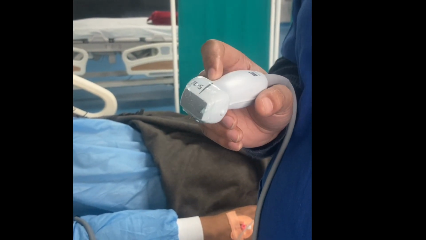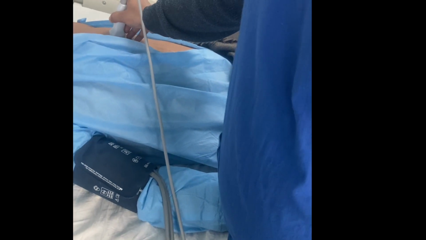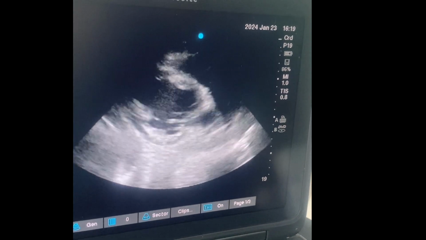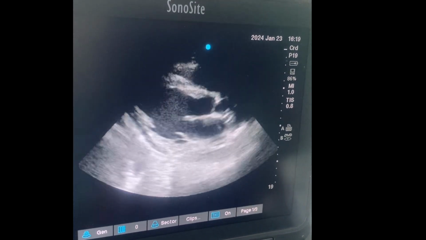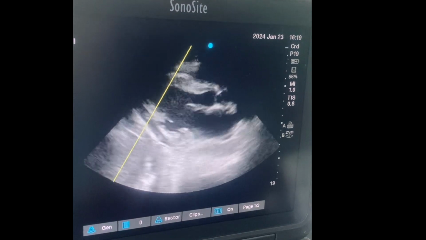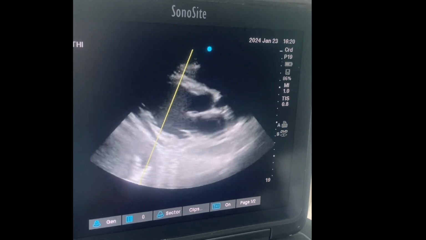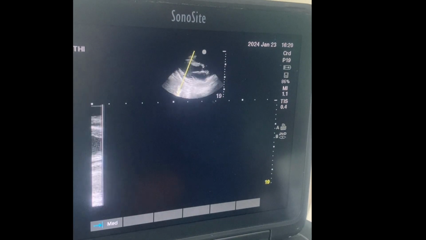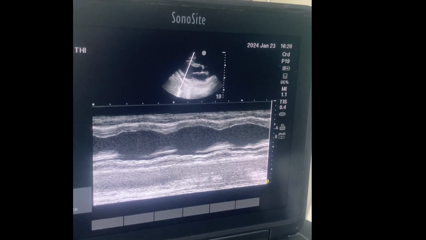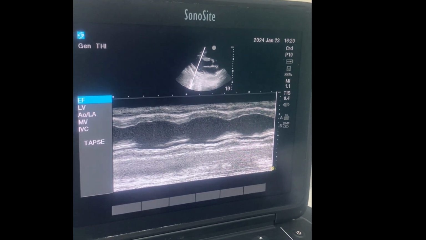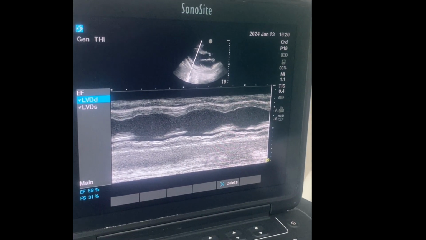We are going to calculate the ejection fraction through the fractional shortening. First, we have to get the parasternal long axis view. So this is a parasternal long axis view. Now you have to apply the M mode, avoiding the mitral valve, and place the M mode and then freeze it. Okay, now I am going to calculate the ejection fraction.